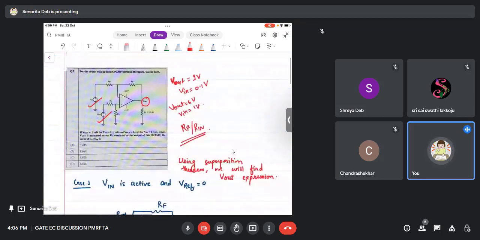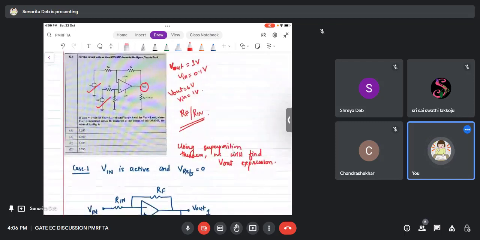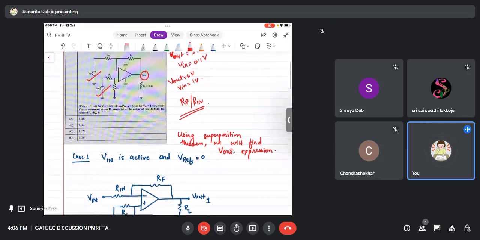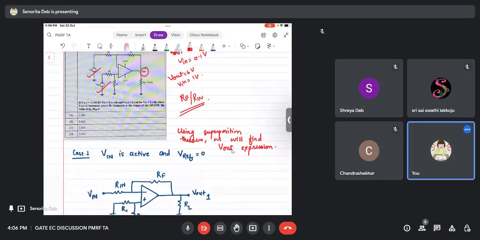So for case 1, when Vin is active and Vref is 0. I have already solved the problem because I am facing network issues. So when I try to write it, you are unable to see it live. So let us do it this way today. So Vin is active and Vref is 0.